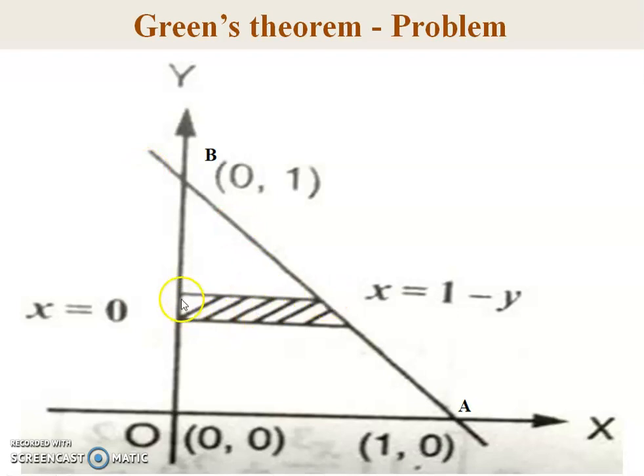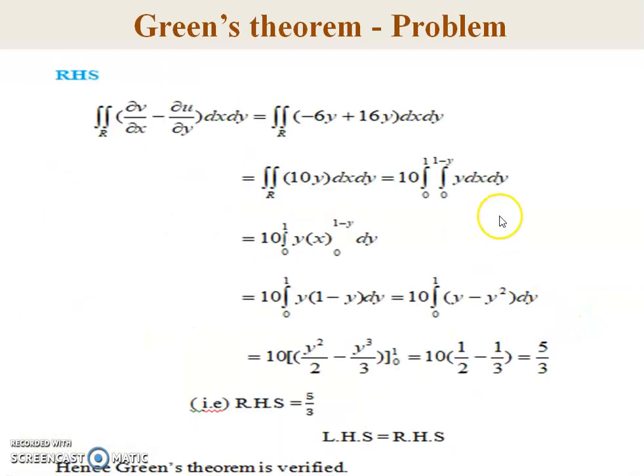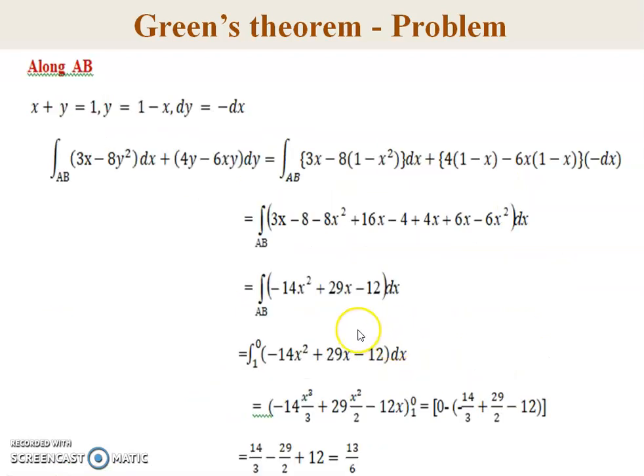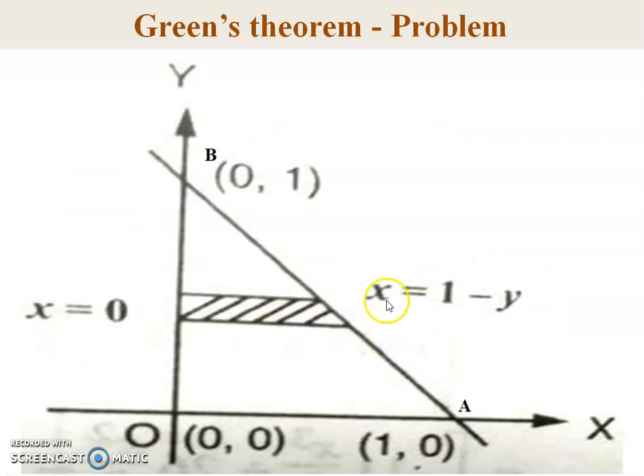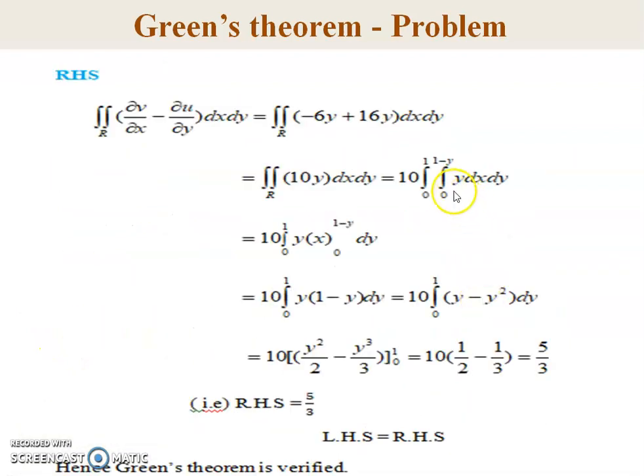We have dx dy order, so we should draw a horizontal strip like this. The strip begins from x equal to 0, ends at x equal to 1 minus y, right? We can choose any order, but in this problem we are choosing dx dy. You can choose dy dx also. If you choose dx dy, what is the limit of x here? The limit of x is 0 to 1 minus y.